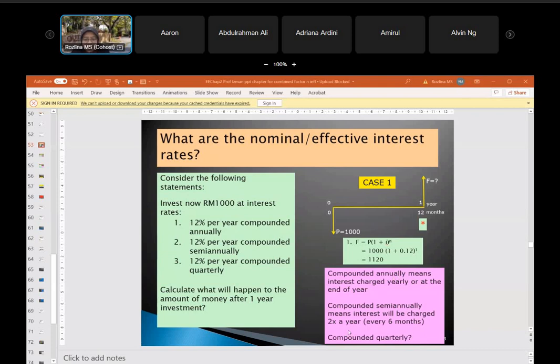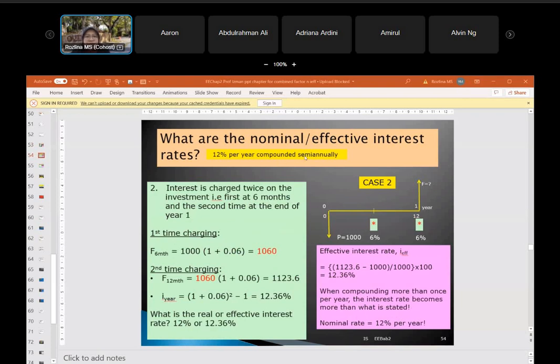What happens if it is compounded semi-annually? We want to look at what happens. 12% per year, the same percentage here, but the compounding is semi-annually. That means 2 times in a year. Interest is charged twice on the investment, first at 6 months and the second time at the end of year 1. This is only the concept to show you how they calculate the interest.